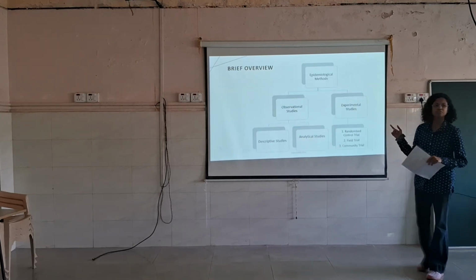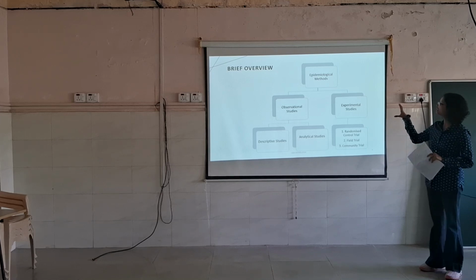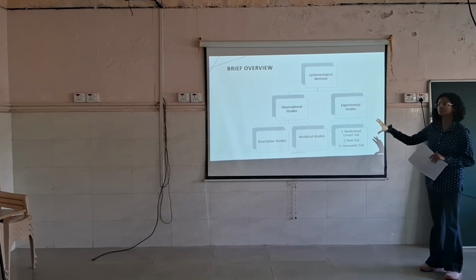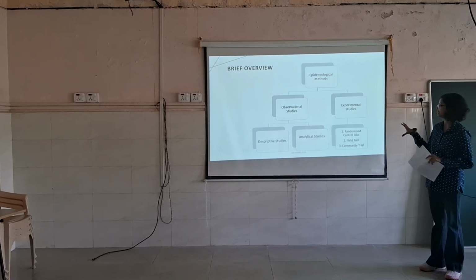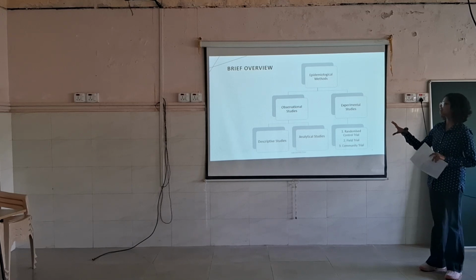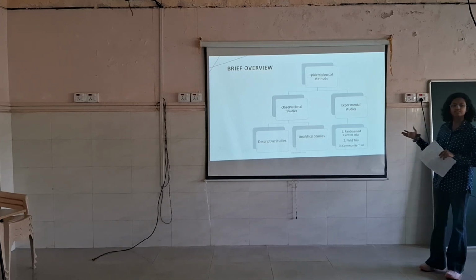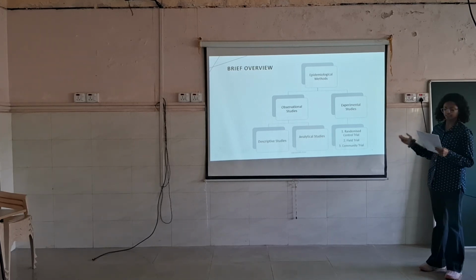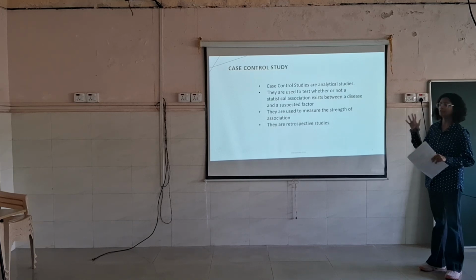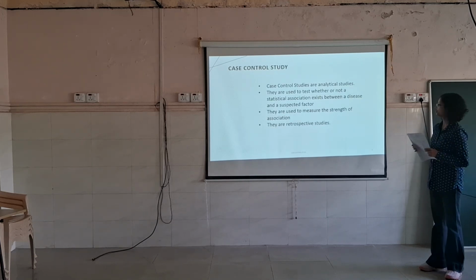So to give you a brief overview, epidemiological methods are mainly divided into observational studies and experimental studies. And then the observational studies are further divided into descriptive studies and analytical studies, whereas the experimental studies can be randomized control trials, field trials, and community trials. So coming to our topic for today, case control studies.